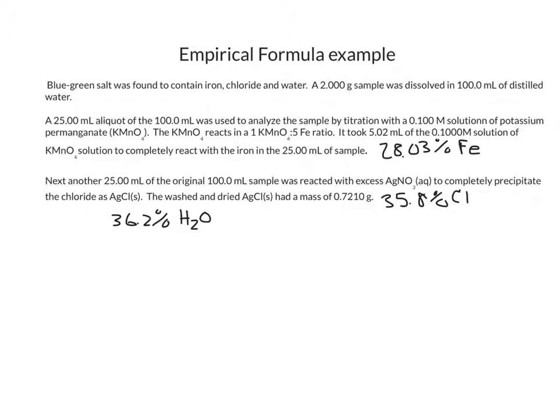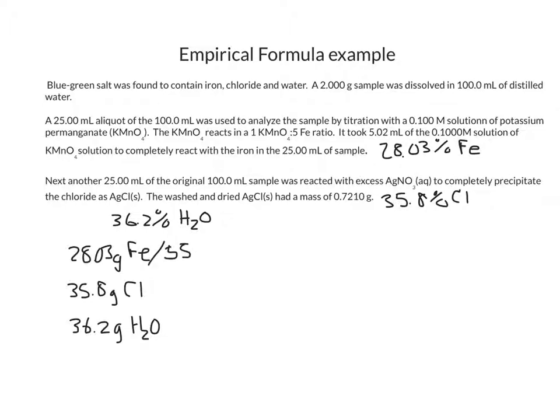So my next step is to find the empirical formula. So to do that, I already have percent by mass of each of the components, so I just assume 100 grams. And if I have 100 grams of the compound, I have 28.03 grams of iron. I have 35.8 grams of chlorine, and I have 36.2 grams of water. And I want to get to moles, so I can find the smallest whole number ratio of moles, not mass. And so I need to divide each of these by their molar masses.